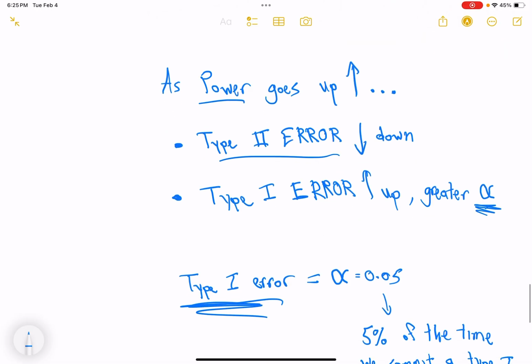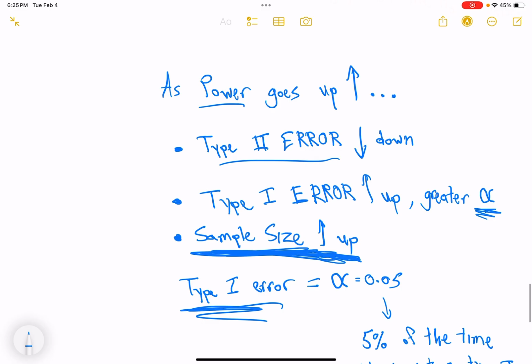And the last thing that increases power is that sample size goes up. And that's a good thing, right? Bigger samples make for more powerful tests. Why? Because we're more certain in our results. Okay? Now, you should be very, very proud of yourself if you followed along with me here and there.